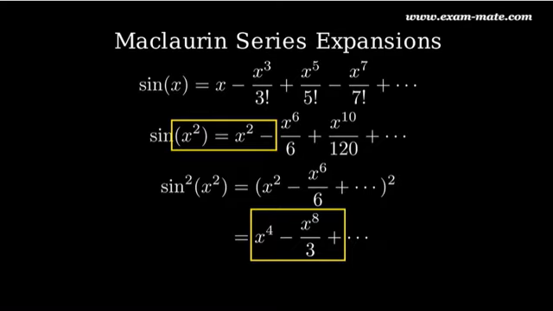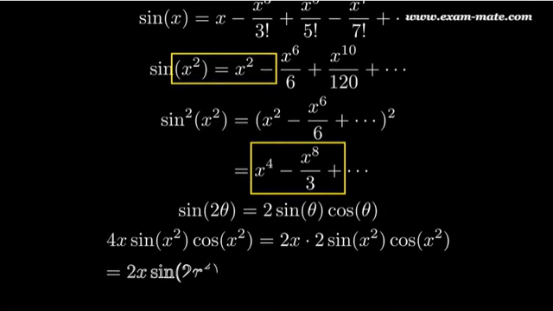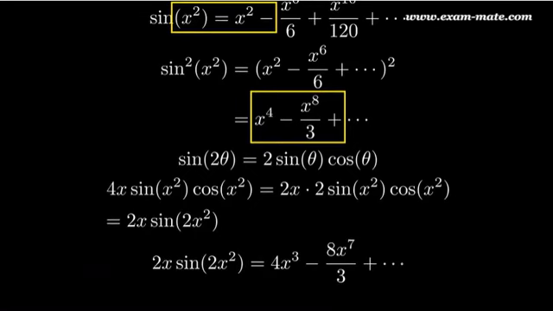Now for part B, we need to find the Maclaurin series of 4x times sine of x squared times cosine of x squared. We can use the double angle formula, which states that sine of 2 theta equals 2 sine theta cosine theta. Using this identity, we can rewrite our expression as 2x sine of 2x squared. Now, we can use our knowledge of the sine series again, but this time with 2x squared as the input. After substituting and multiplying by 2x, we get 4x cubed minus 8x to the 7th over 3 as our first 2 non-zero terms.